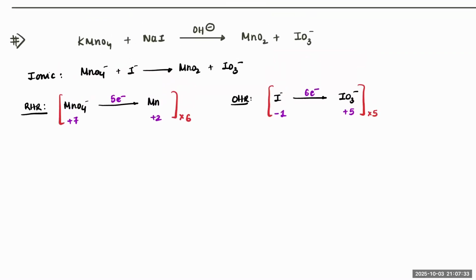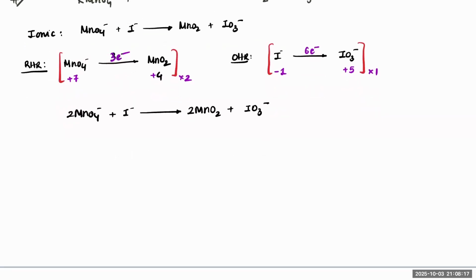Sorry, this is MnO2, my mistake. MnO2 is +4. +4 means 3 electrons difference is what you will notice. So what is the cross multiplication that we will apply now? Here we'll multiply by 2 and here by 1. And now you add the equations. So you'll make this as 2 MnO4 minus plus I minus giving 2 MnO2 plus IO3 minus. This is what you will have.